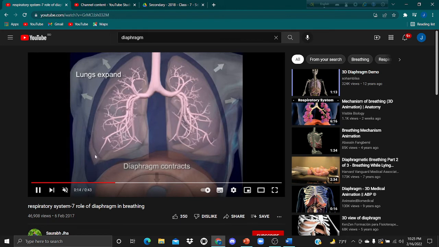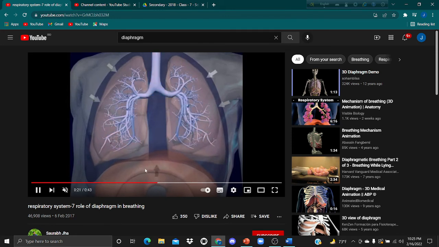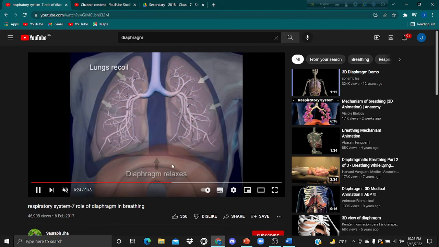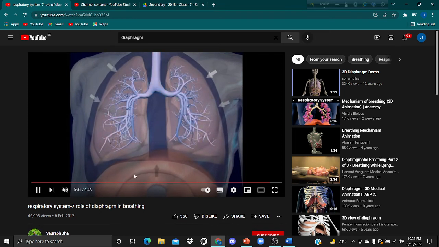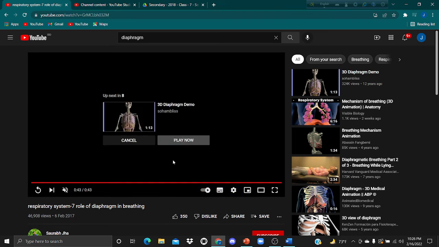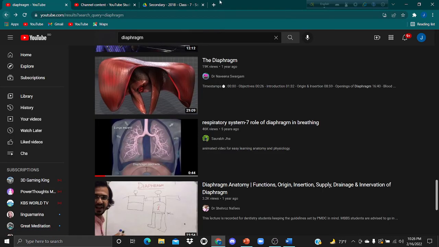The muscular layer that separates the abdominal cavity and chest cavity is the diaphragm. It looks like an open umbrella. When the diaphragm contracts, it goes down and the area of the chest cavity increases. When it relaxes, it goes up and the chest cavity shrinks. The breathing function is done due to expansion and contraction of the diaphragm. Okay, I think you have understood.